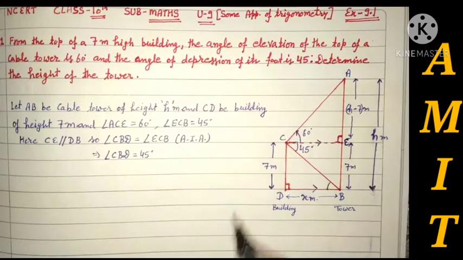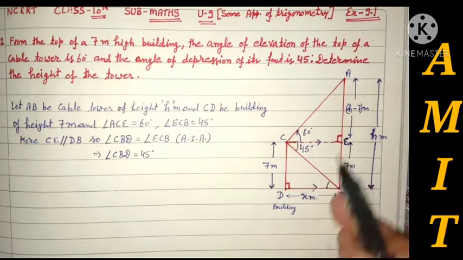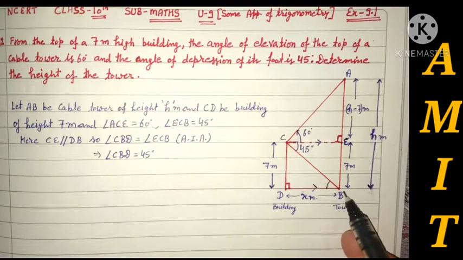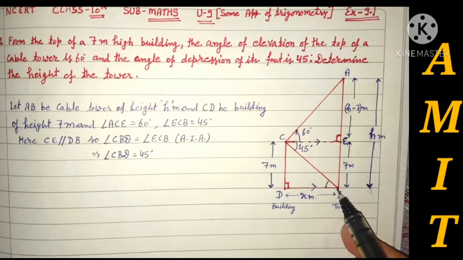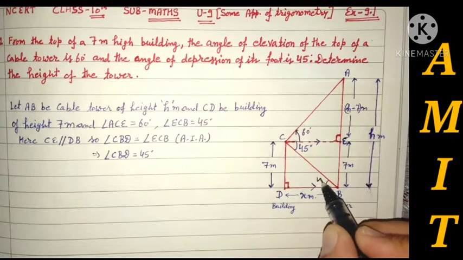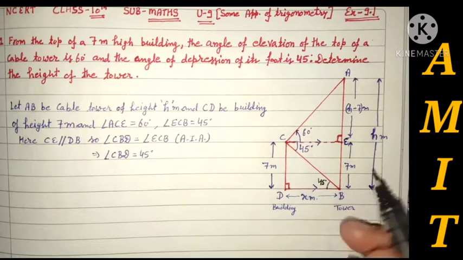We have assumed the height of the tower is h meter. Now if we observe the diagram, this will be the straight line which is parallel to the horizontal level, and CB will act as a transversal. So this angle and this angle, these two angles will be equal by alternate interior angles. So this will also be 45 degrees.